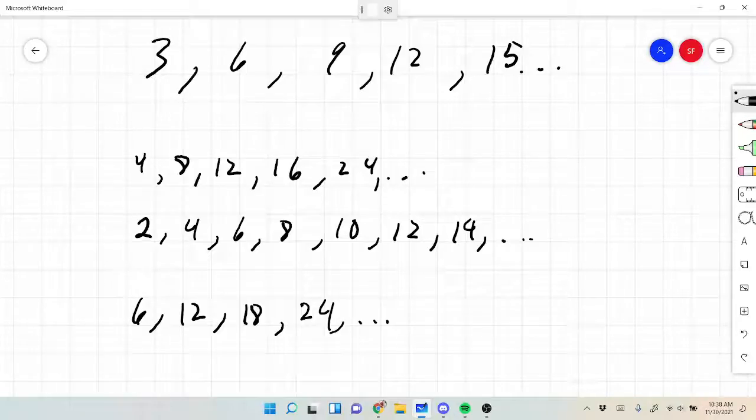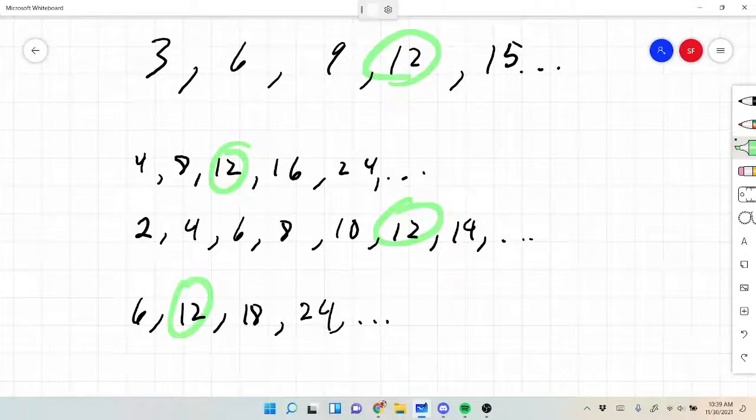What is the least, or the smallest, common one between all 4 of those? What's the smallest number that's in all of those lists? 12. So the least common multiple between 3, 4, 2, and 6 is 12. So that's what we're talking about. We're talking about least common multiple. Okay. So like this would be the least. That's the smallest one there.